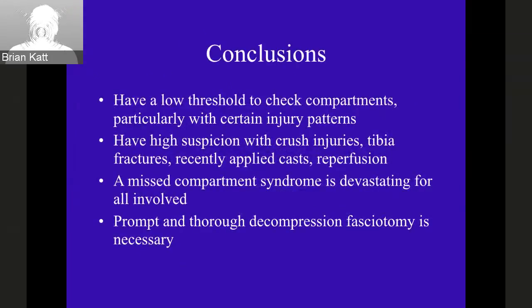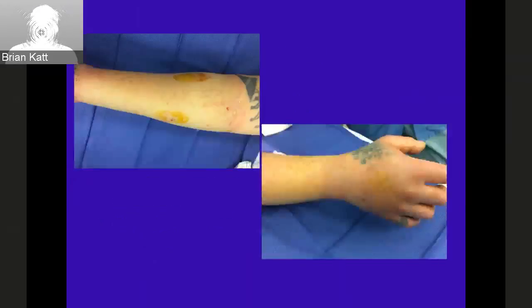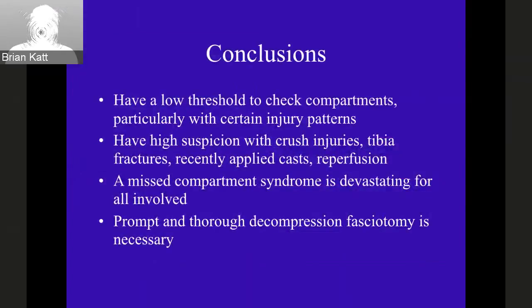So you want to have a low threshold to check the compartments. It's basically you're just inserting a needle in, and that gives you a reliable indicator of what's going on inside there. If you think it might be, you should check it. The ones to remember, the buzzwords: tibia fractures, recently applied cast, reperfusion injuries, and then the missed compartment syndrome is devastating, and then you want to do that decompressive fasciotomy.